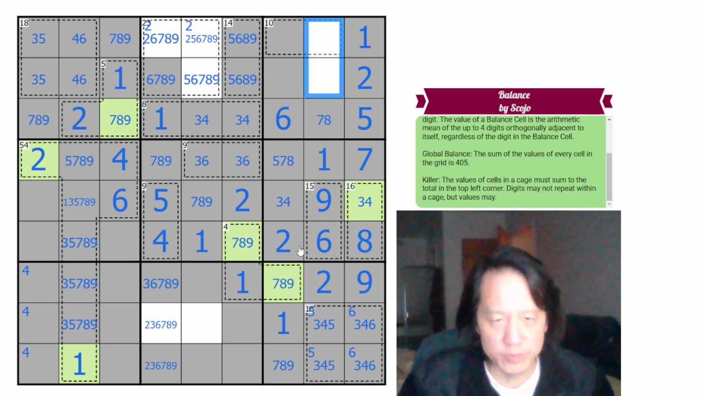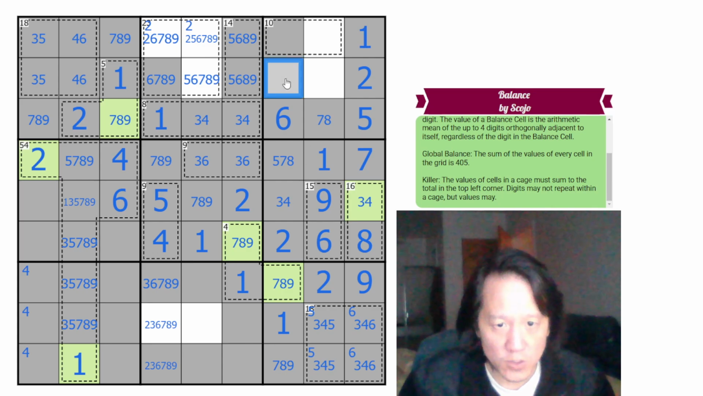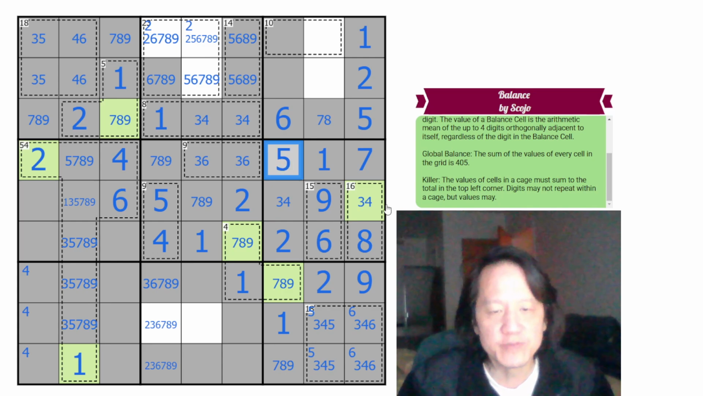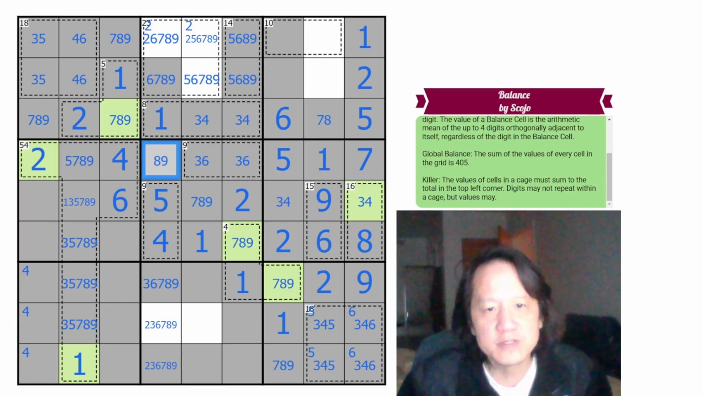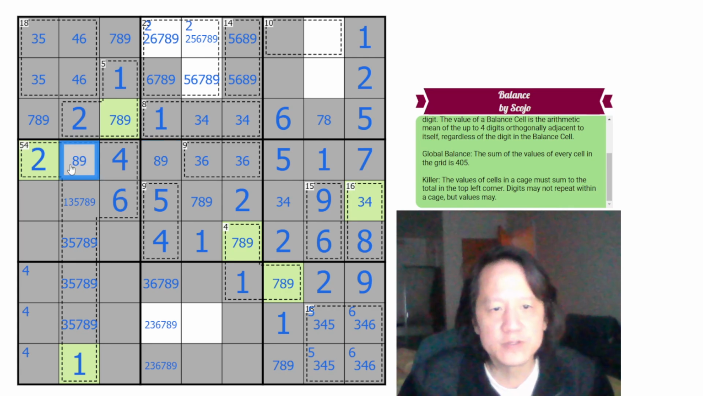One of these is 3 or 4. One of these is 3 or 4. Oh, this can't be 7 or 8, so this must be 5. This can't be 7. This can't be 5 or 7, so this is 8 or 9, and this is 8 or 9. This can no longer be 1.